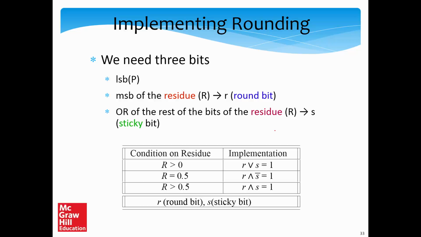So this is exactly what we need. We need the least significant bit of P. So this is very easy to get.